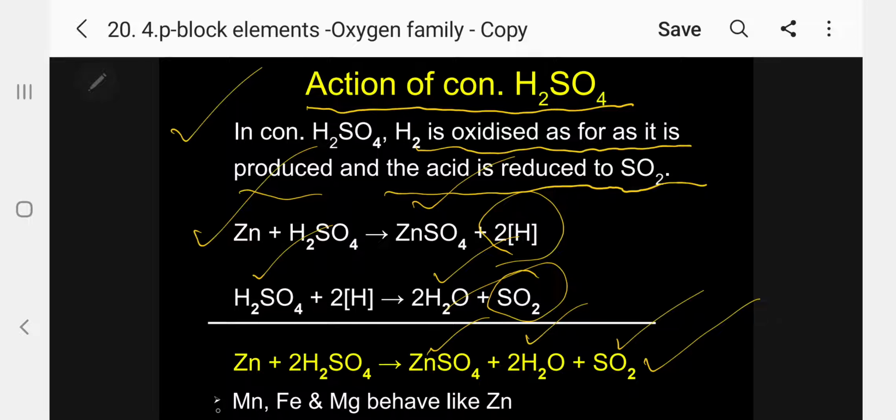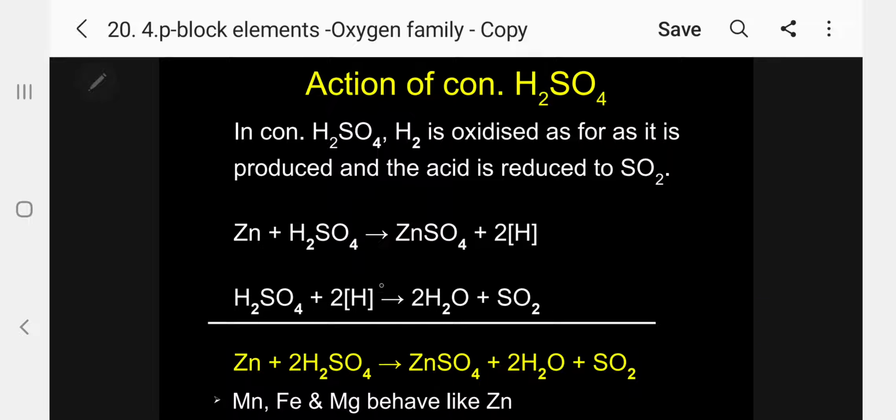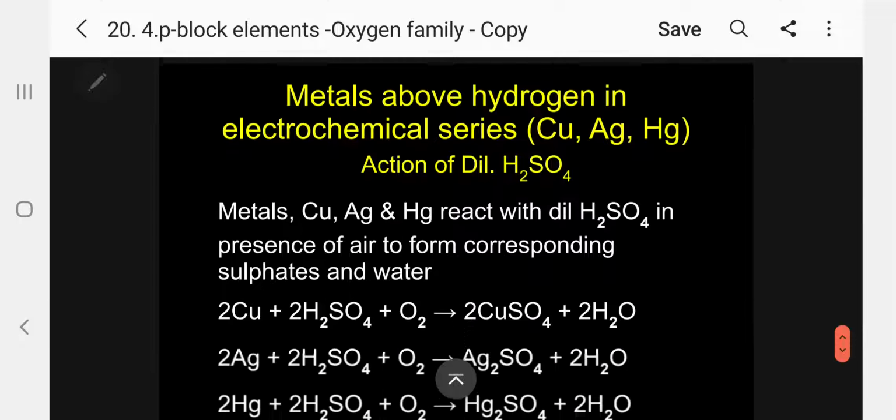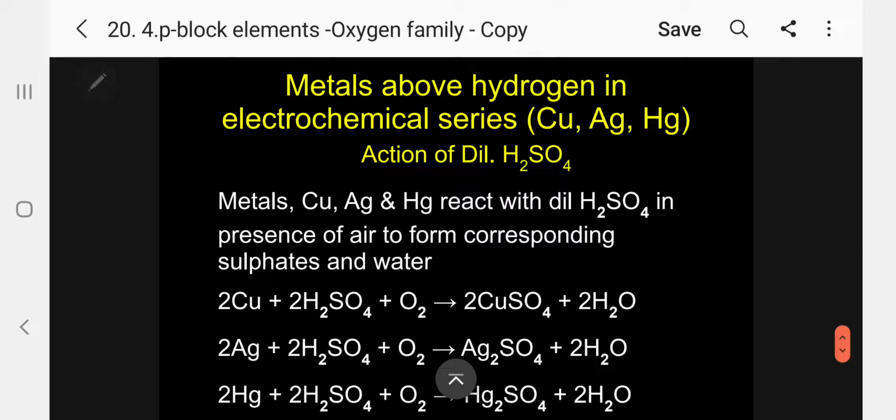So manganese, iron, magnesium behave like zinc. All metals behave like zinc. This is the most important information. Here, as usual, metals above hydrogen in the reduction potential of the electrochemical series, that is copper, silver, mercury.